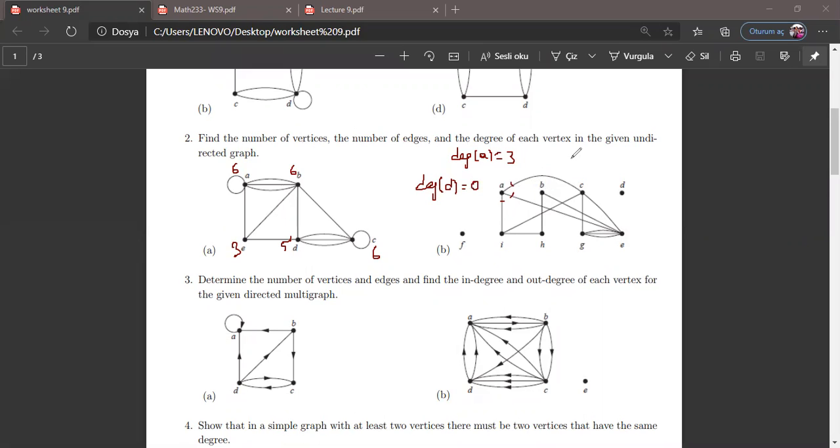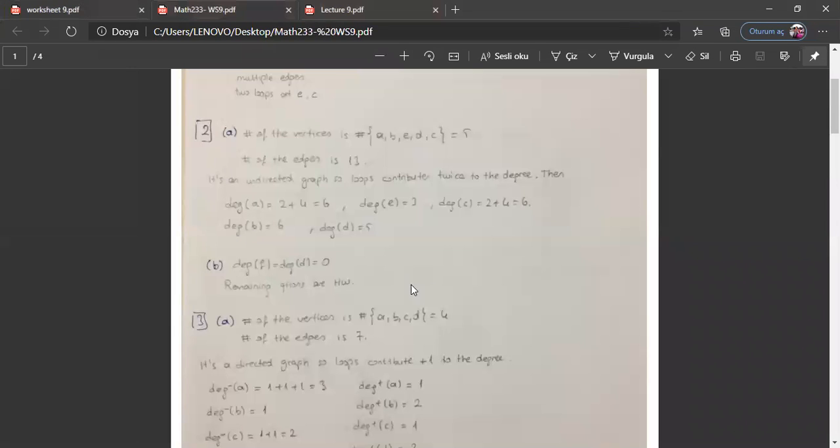Okay. What about the degree of F? Again, there is no edge around it, so it's 0. Okay. The only different things from this graph are D and F. So the remaining part is homework for you. Okay. And here you can see the answers.